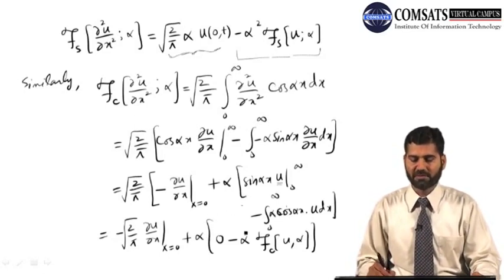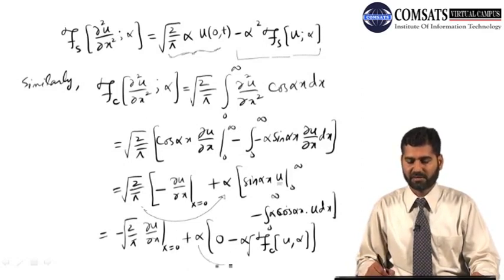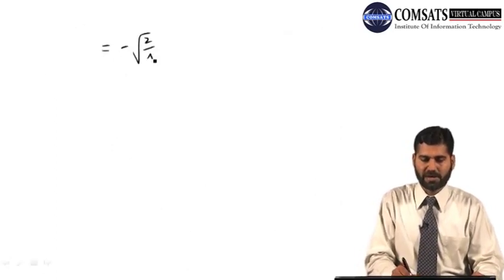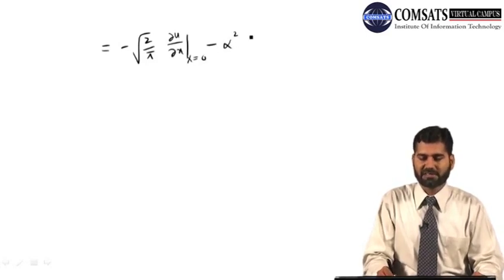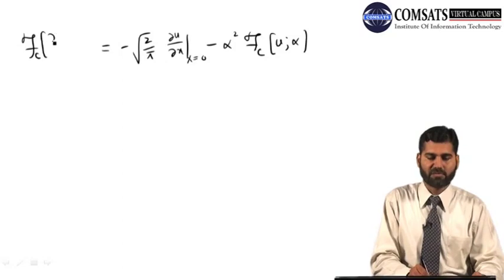Of course, the square root of 2 pi is being multiplied, right? There was a square root of 2 pi which is being multiplied from here. This goes here and from here it goes here. So 2 by pi is there and then it becomes the cosine transform. So you got minus 2 by pi partial u by partial x at x is equal to 0 minus alpha square Fourier cosine of u at alpha. So this is the Fourier cosine of partial 2u by partial x square at alpha.